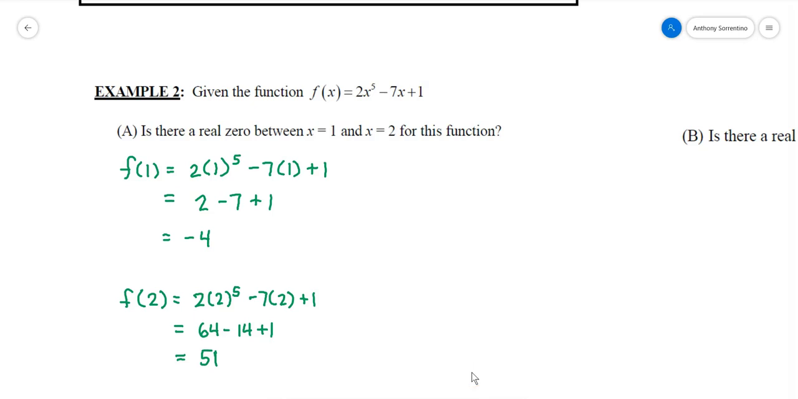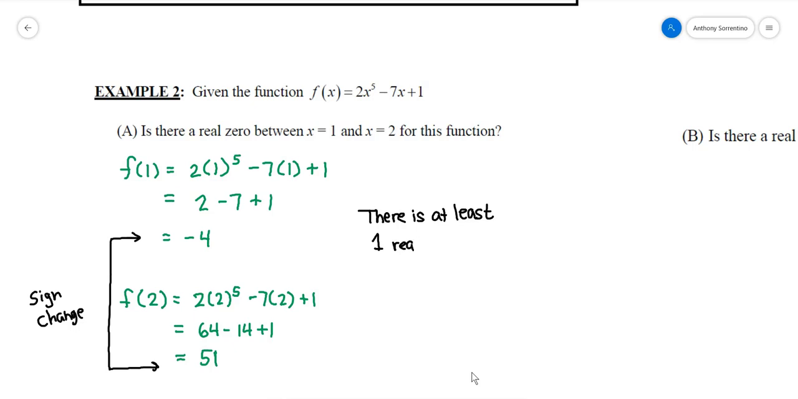And what I see here is at f of 1 I was at -4, at f of 2 I was at positive 51. There's a sign change. And that allows me to say there is at least one real zero of f of x between x equals 1 and x equals 2. It doesn't tell us what that zero is.